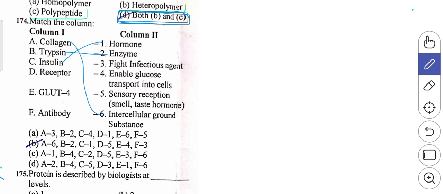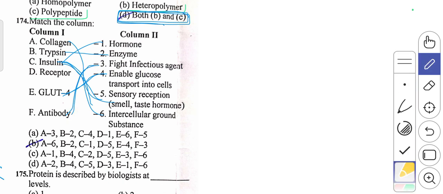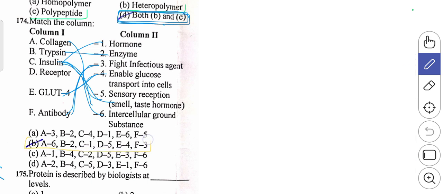Receptor, what will they do? They will sense things. So these are considered as sensory reception. Then GLUT4, it enables glucose transport into cells as it acts as a channel. Antibody, these are the immune cells, they will fight against infections. So the answer for this question will be the B option. So these will do many different functions in the body. These are considered as functions of protein.